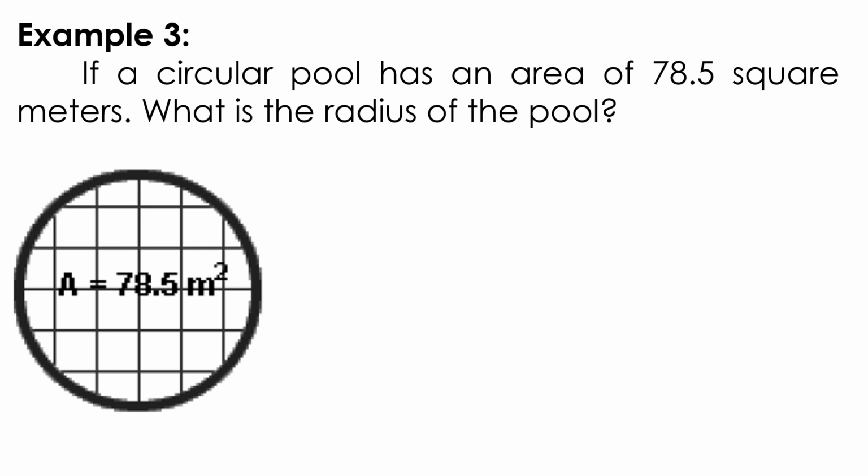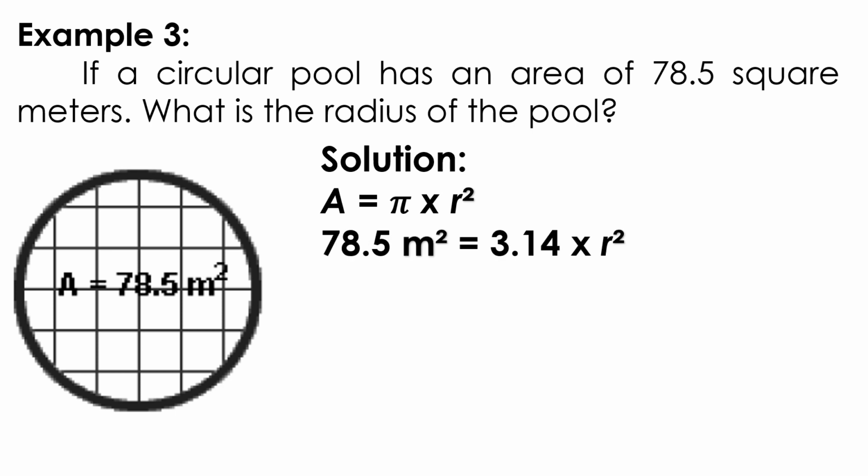Example number 3. If a circular pool has an area of 78.5 square meters, what is the radius of the pool? So what is asked in the problem? The radius of the pool. What are the given? The given is the area of the pool, which is 78.5 square meters. So in order to find this, our solution is first, write the formula in finding the area of a circle. A equals pi times r squared. Substitute the values.